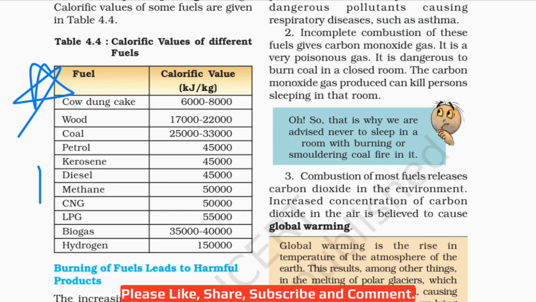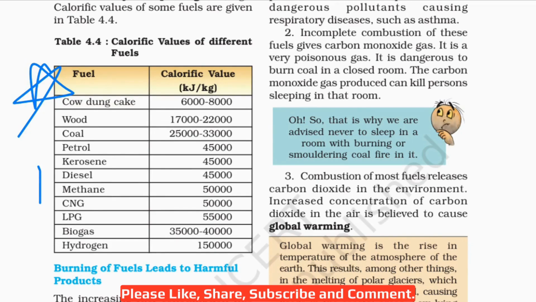What do you mean by this? That when 1 kilogram of hydrogen is burned completely, it will produce 1,50,000 kilojoules of heat energy. Okay.